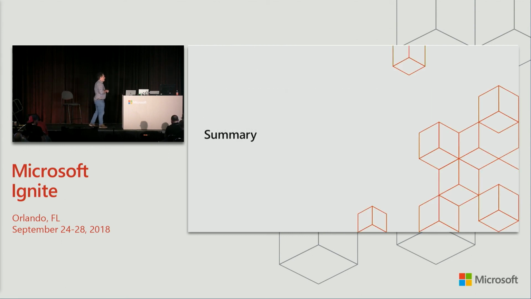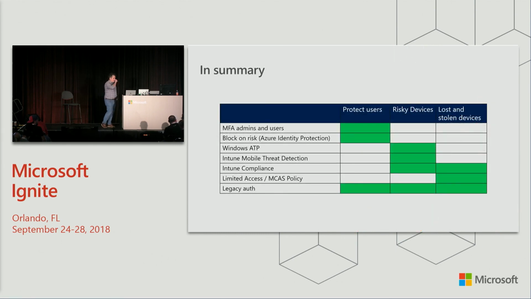All right, so in summary, I made this table to help as a cheat sheet in terms of the different things that we talked about. So, the columns are protecting your users. This is the compromised credential, having MFA.